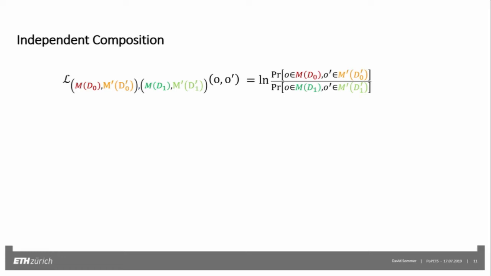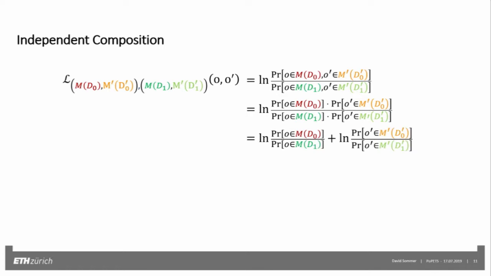And now I get to the next subject, independent composition. If you have the privacy loss, now I'm very sorry, I have to show a little bit of math to illustrate why this is the case. When you have composition of a mechanism M and M prime, and you want to calculate the privacy loss, this is the definition. So you invoke them independently after each other. Because of independence, we can look at the probabilities individually and the multiplication of it. Yeah, high school math, I hope you remember. You can make a plus in there. And this is, again, the definition of the new privacy loss.